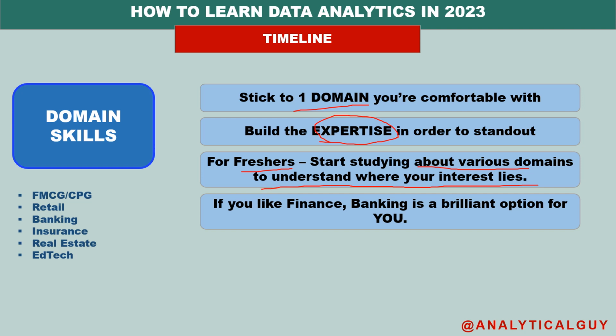For example, if you like finance, then banking is a brilliant option for you. Anyway, for analytics, banking is one of the best domains because the quantum of data is really huge, and data analysts are really required in the banking sector. So if you like finance, go for the banking domain. If you don't like finance, then you can just read about FMCG, retail. I think the FMCG space is really interesting and it is booming like anything right now.